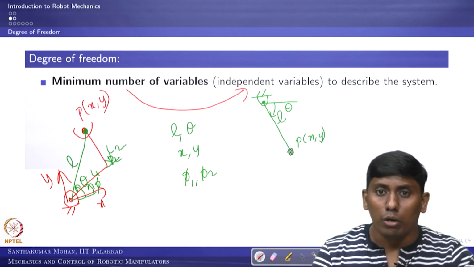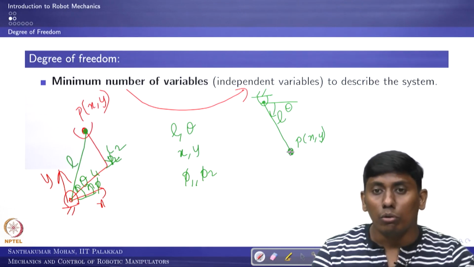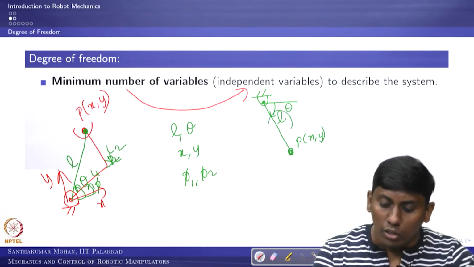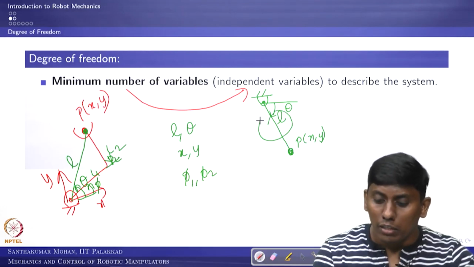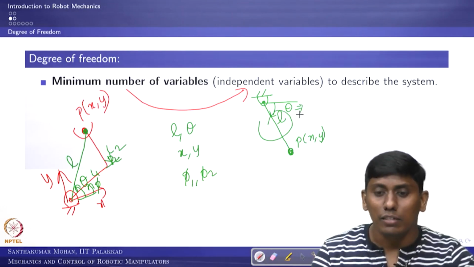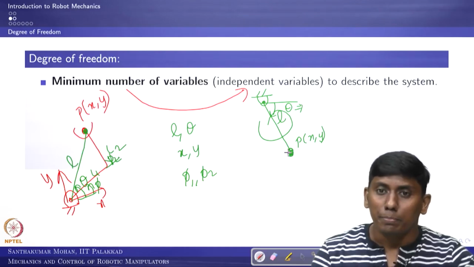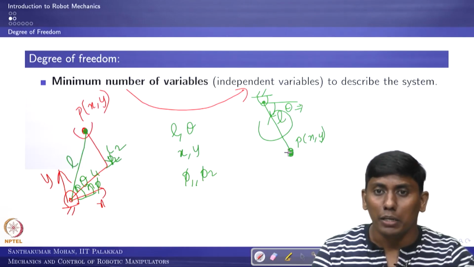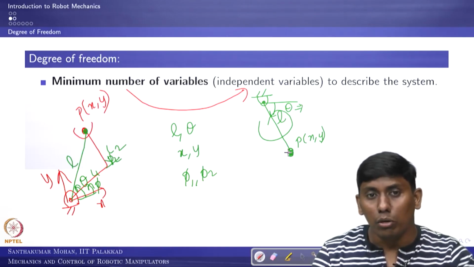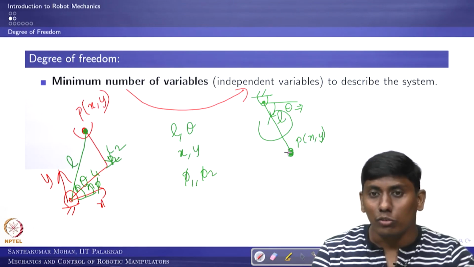Now there may be one question: Sir, L is also required, why are you not mentioning that? L is not an independent variable. This L is constant throughout, right? What is the variable? The variable is theta. In that sense, for defining this particular system, you need one variable, which is theta. So what would be the degree of freedom here? It is 1.